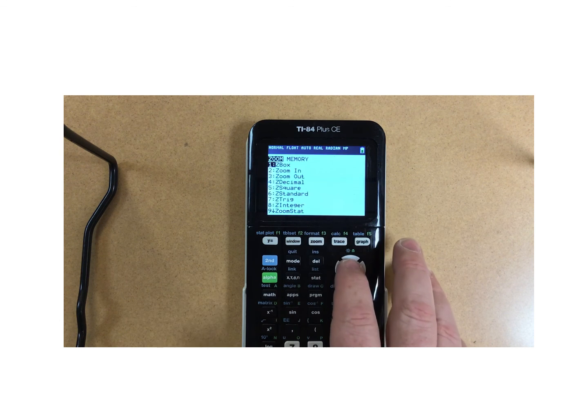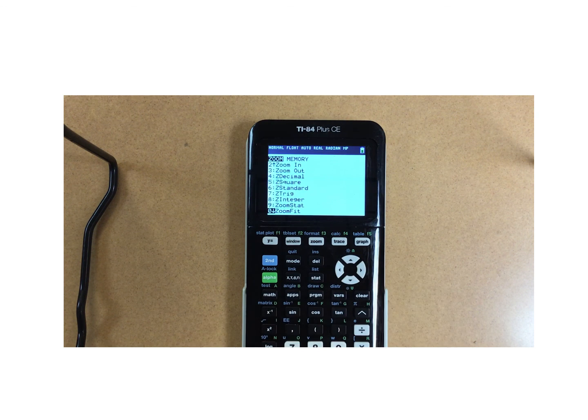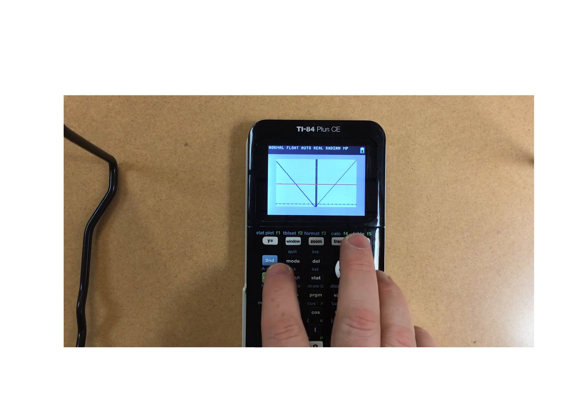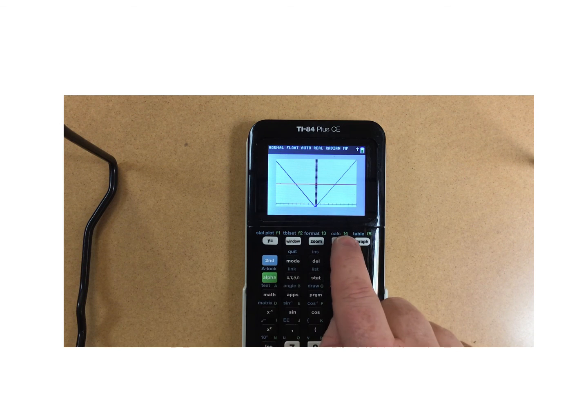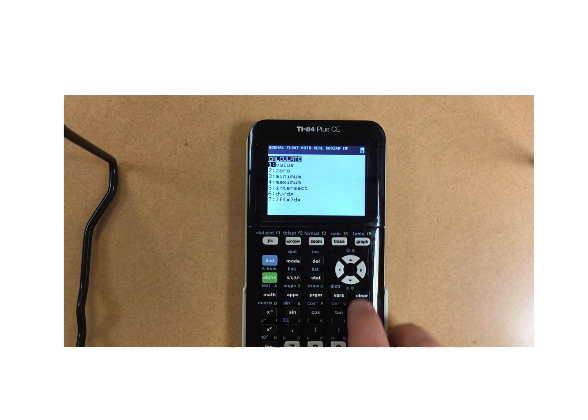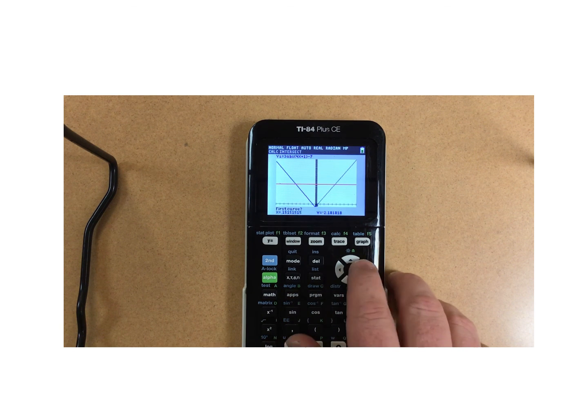So we could try a zoom fit, which sometimes works, sometimes doesn't, and tries to see everything in our graph. You can see it actually, I think it's going to work here. There's my absolute value function. There's that 52, that line at 52. And I'm going to do second trace. This gives me some calculate options. Go down to intersect.